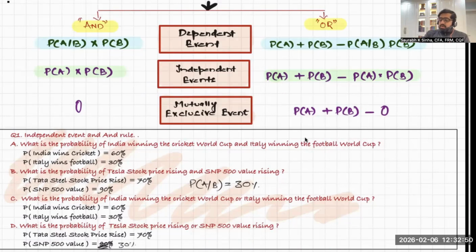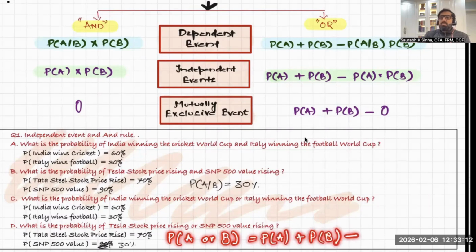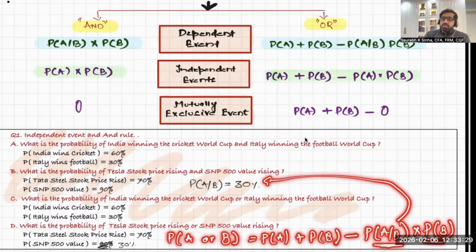Okay. So the probability of A, which is Tesla stock price rising, or B, which is S&P 500 value rising, is equal to probability of A plus probability of B minus probability of A and B. And because these two events are dependent event, therefore probability of A given B into probability of B. Now the question is, do we have this information, probability of A given B? No, not in this question, but it has been provided in the previous question.